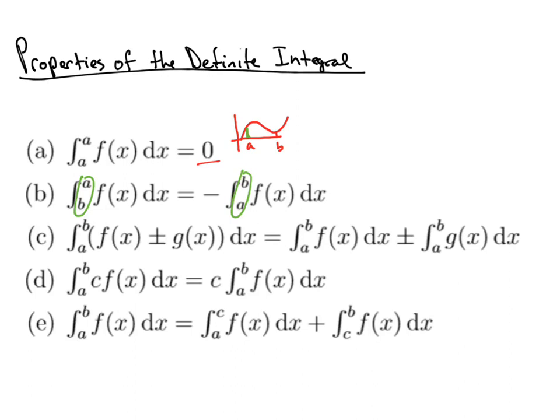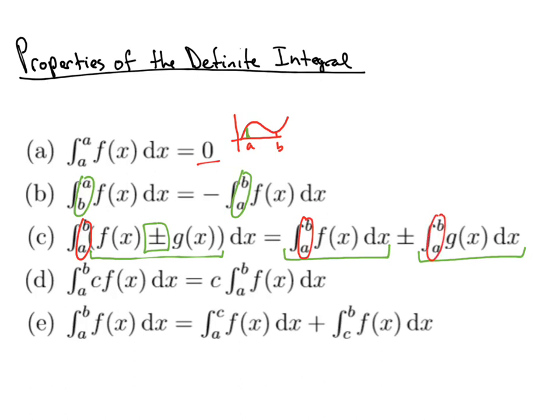The third property we have here is if we're taking a sum or a difference inside the integral, so the integrand has a sum or difference, then we can split that integral up into two separate integrals as either a sum or a difference. And notice that we keep the same limits of integration. So if it's from a to b in our original integral, we're going to have a to b in each of these.